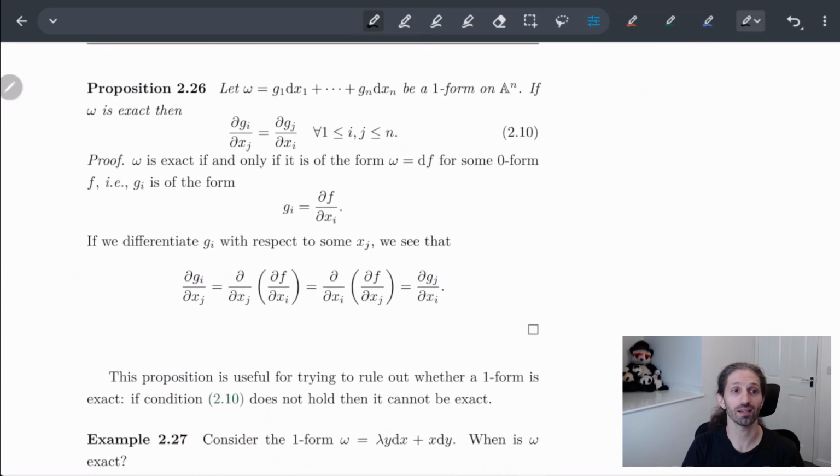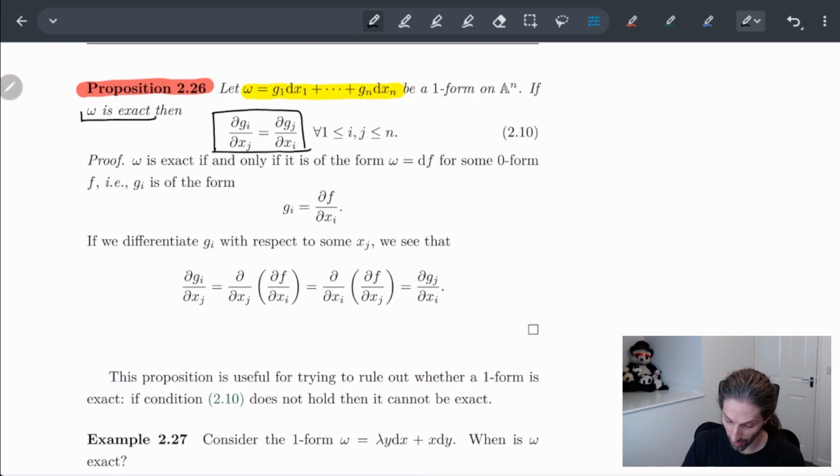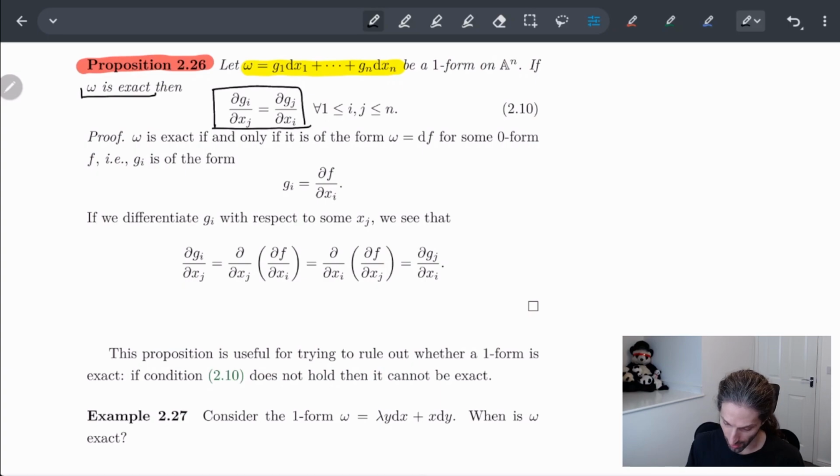Today, what we're going to first look at is a way to see whether this is true or not. Like, how do I know this is okay? So proposition 2.26: we're going to start off with some omega, which is a one form. I don't know what it is, it's some one form. If omega is exact, then the following is true. So if it's exact, then we get this, but note that the opposite is not true. If we have this, it's not necessarily exact. So let us see how this works.